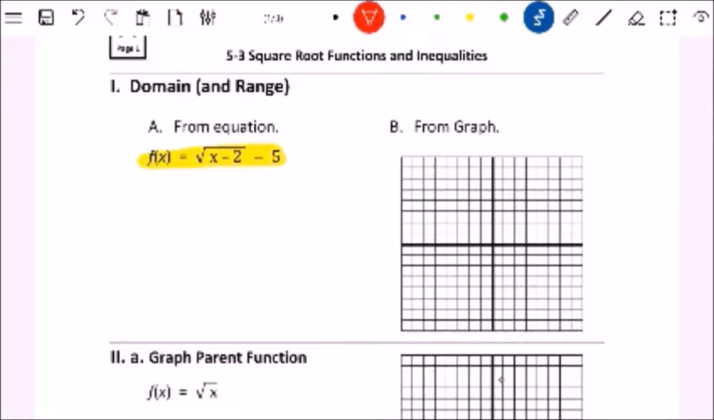The parent function of this is the function f(x) = √x. And that one would be placed here. So 4 and 2 and 8, 9, 3. It would be a graph that would look like this, starting at (0, 0).